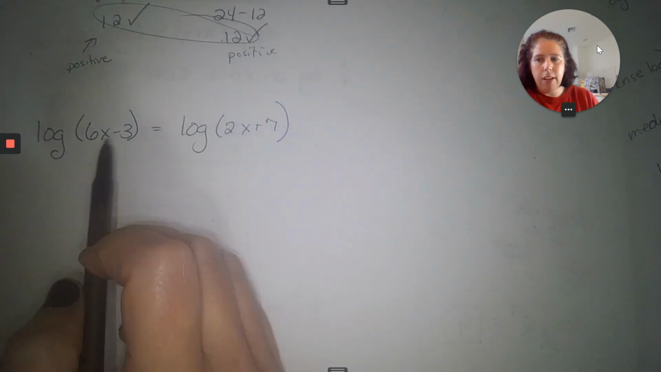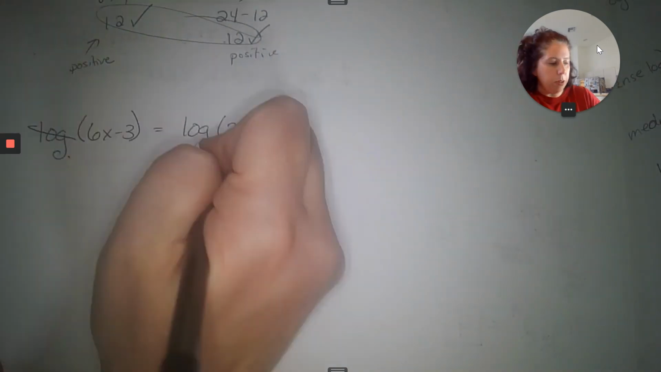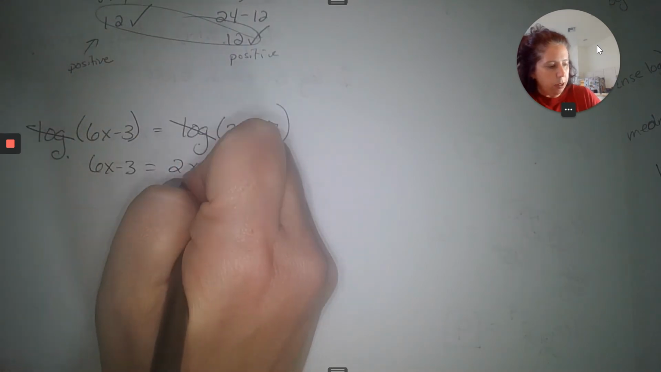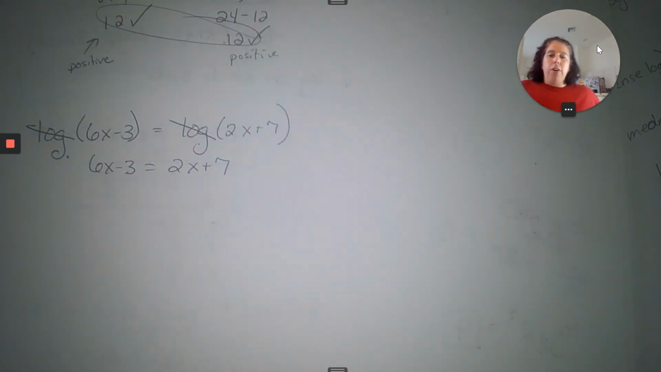Okay. Again, there's one log on each side, so all we're going to do is cancel the logs out. So we got 6x minus 3 equals 2x plus 7. Okay, go ahead and solve it. Pause the video and solve it. When you're done, turn it back on.